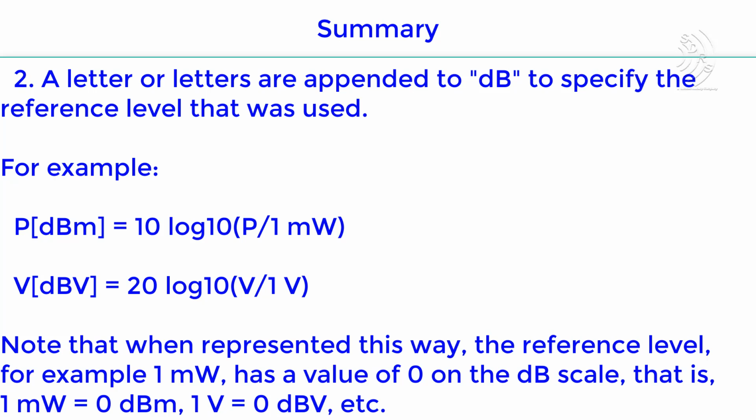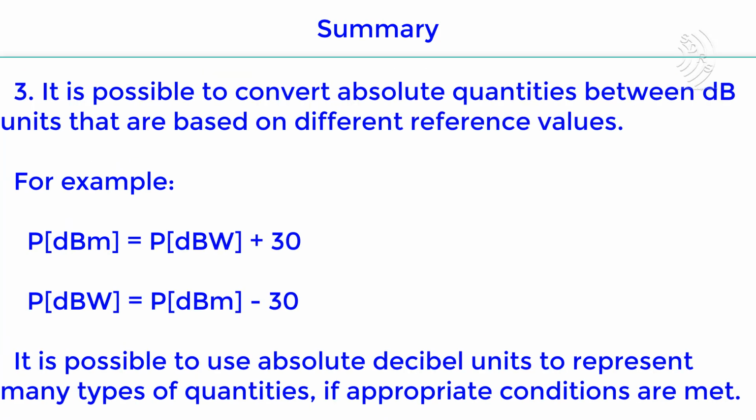Further, it is possible to convert absolute measurements between decibel units that are based on different reference values. For example, to obtain power in dBm, add 30 to the power in dBW. And more generally, it is possible to convert between absolute dB units for any quantity x, provided that some conditions are met.